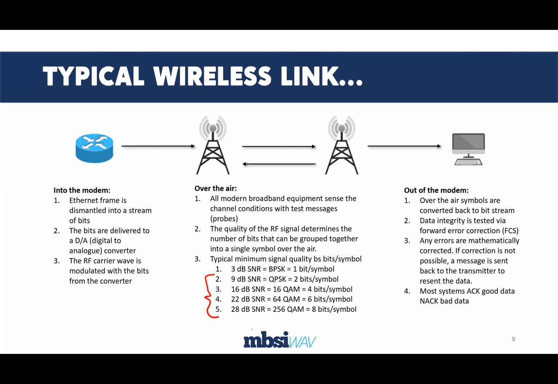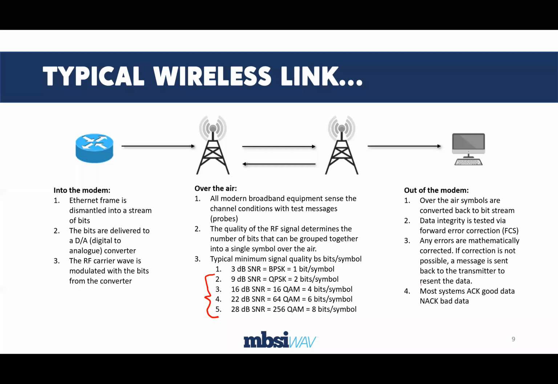When I leave the modem, when I have passed over the air and I'm decoding, the demodulator converts the RF symbols back into a bit stream. Data integrity is tested with forward error correction, or sometimes other integrity mechanisms as well, such as scrambling, for example, which is a method of testing the medium. Any errors are mathematically corrected if possible. If correction is not possible, a message is sent back to the transmitter to send the data again.